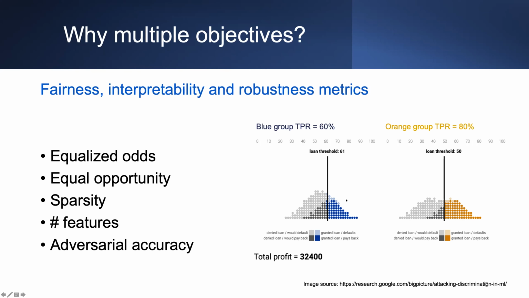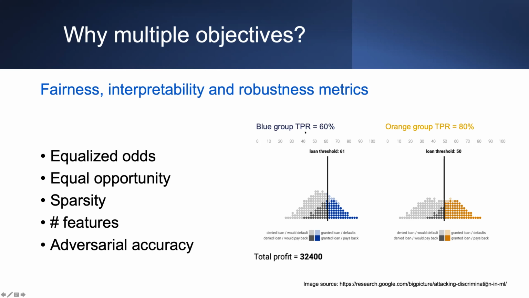And so this figure essentially shows that if you were to solely optimize for one objective, in this case you're trying to decide what is the loan threshold at which you are going to offer loans to different groups. This can just be two different groups; hypothetically speaking, a blue group and an orange group. You say that you'll offer the loan to the blue group if they are above a certain threshold. This can be, for example, your credit score, and so you set the threshold at 61 for the blue group and 50 for the orange group, so as to maximize your profit.